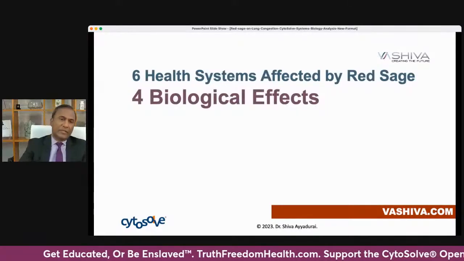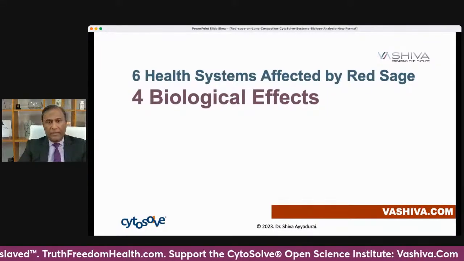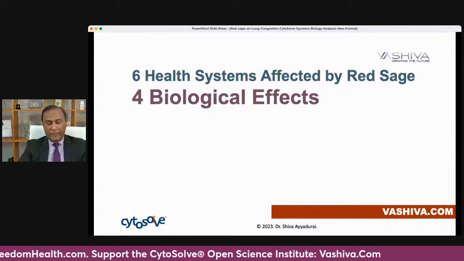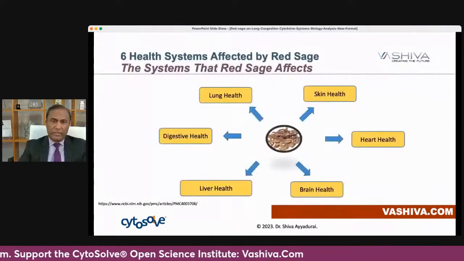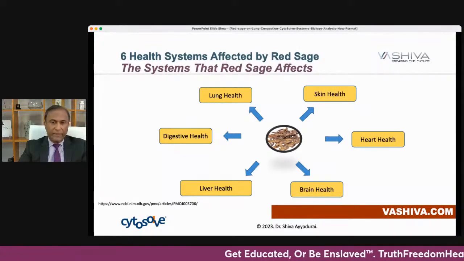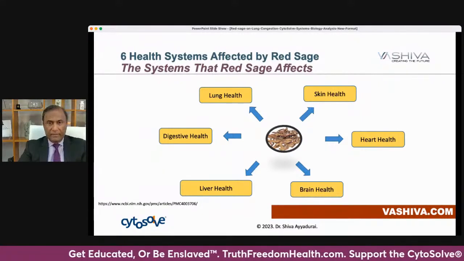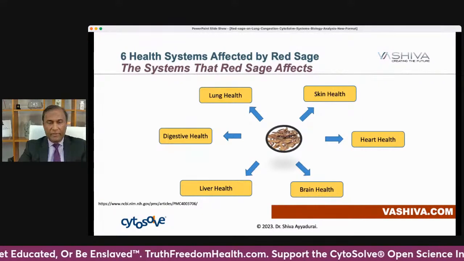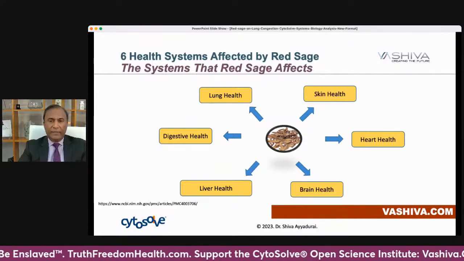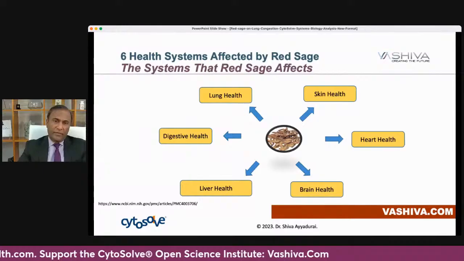The other piece is there are 4 biological effects of those chemical compounds, and 6 health systems are affected. So what are those health systems? Well, red sage has effects on your lung, skin, heart, brain, liver, and digestive systems, okay? It has effects on all of these 6 systems, all right? Lung, skin, heart, brain, liver, and digestion, okay? It affects 6 subsystems of your body. So we call those the health systems.